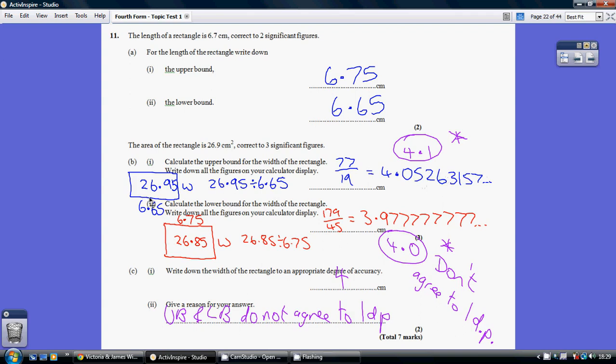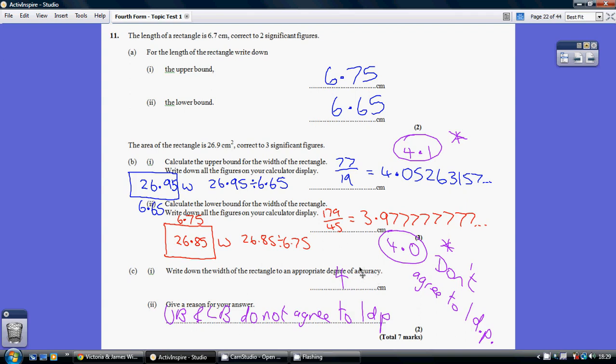Now part 2, we're going the other way. We're now trying to work out the lower bound for the width. So how do we make this as small as possible? Well, we would start off by having the smallest possible area, which is 26.85, but the biggest possible length, so small divided by big, and that gives us the smallest that the width could be, this number here, 3.97777.